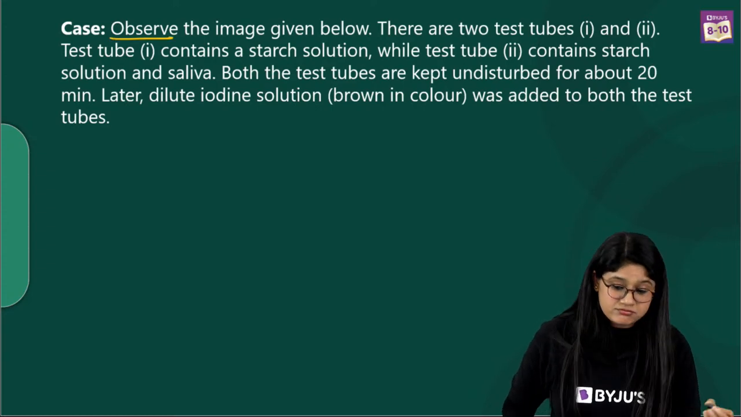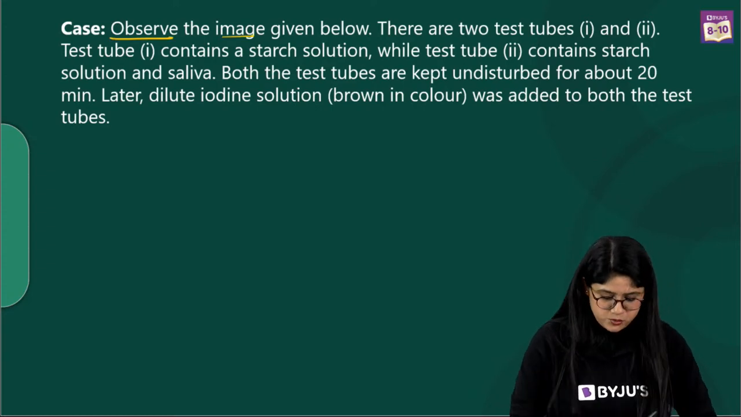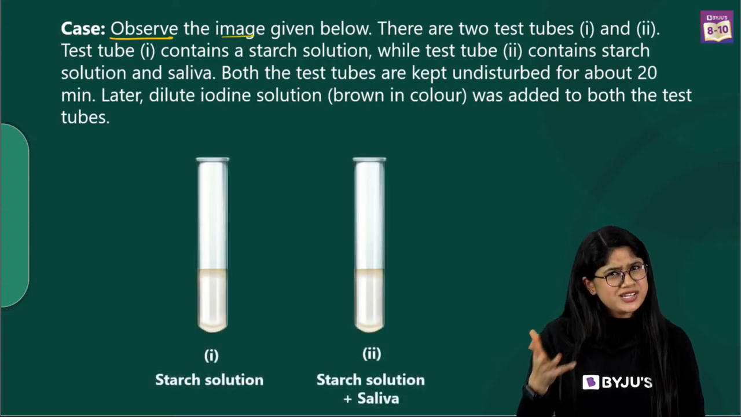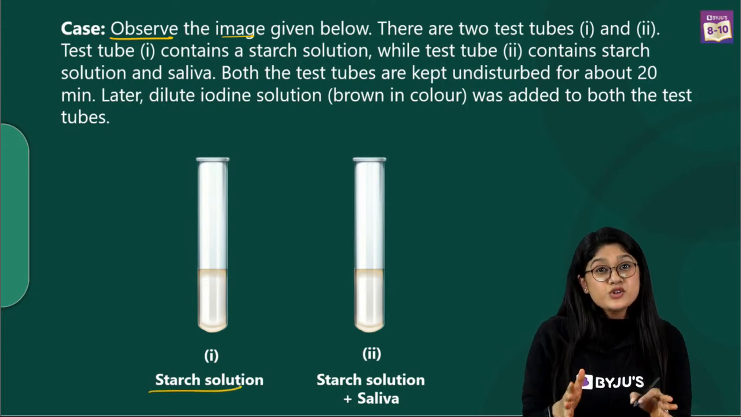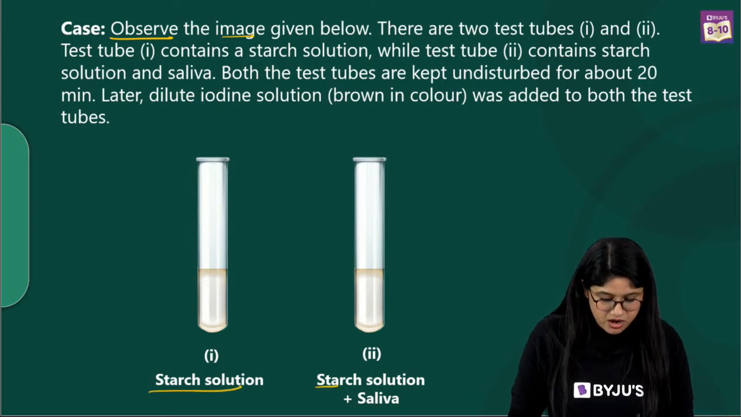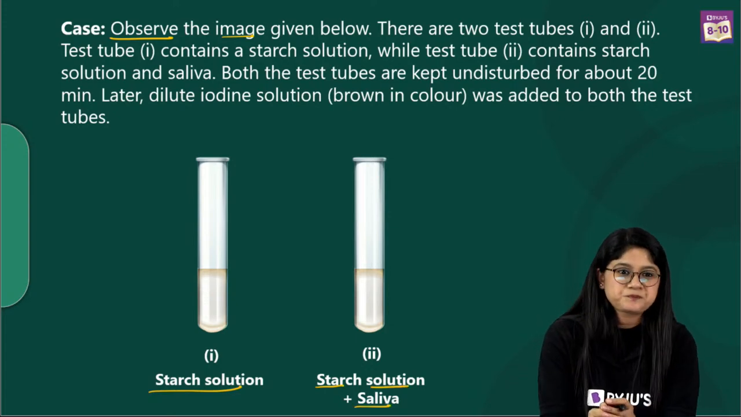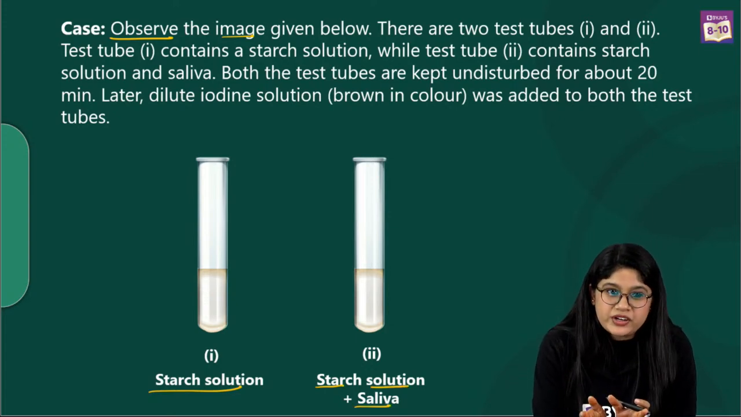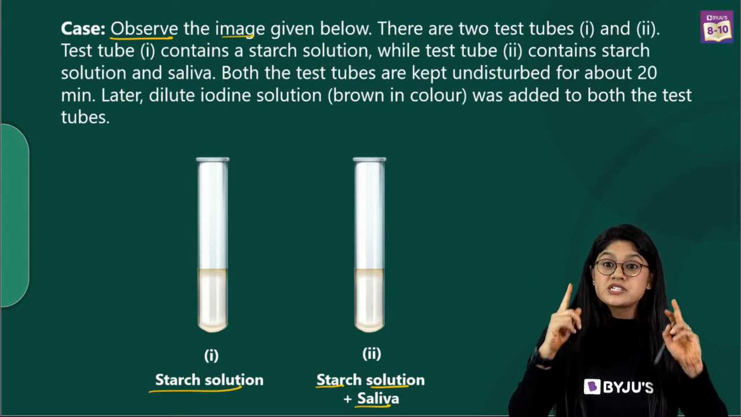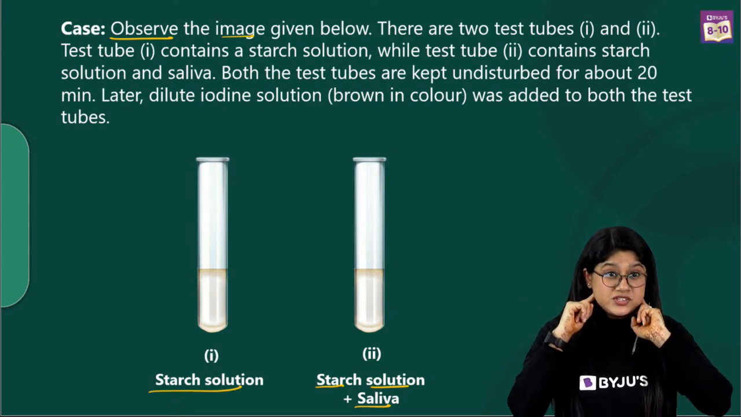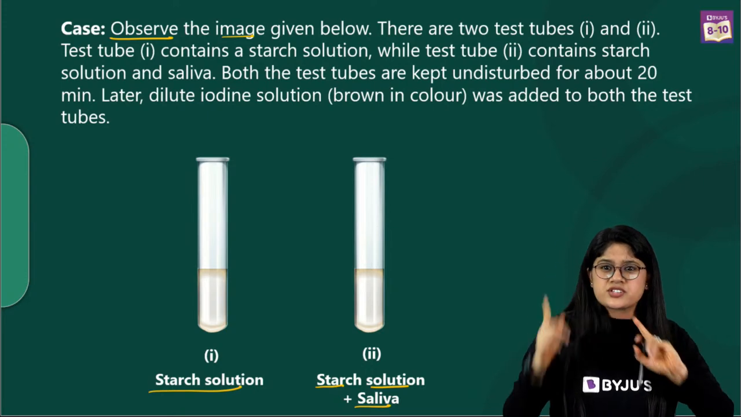Now we have to observe the image which is given over here. We have two test tubes, right? It's a very simple question altogether. We have a starch solution and we have a starch solution plus saliva. Now, what is happening over here? We have the starch. So the one thing that we can quickly recall is about the starch: when we take starch, what happens, right? Related to the digestive system.